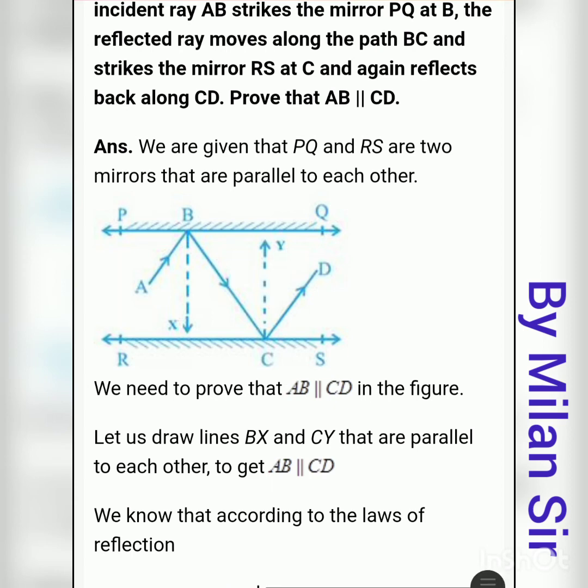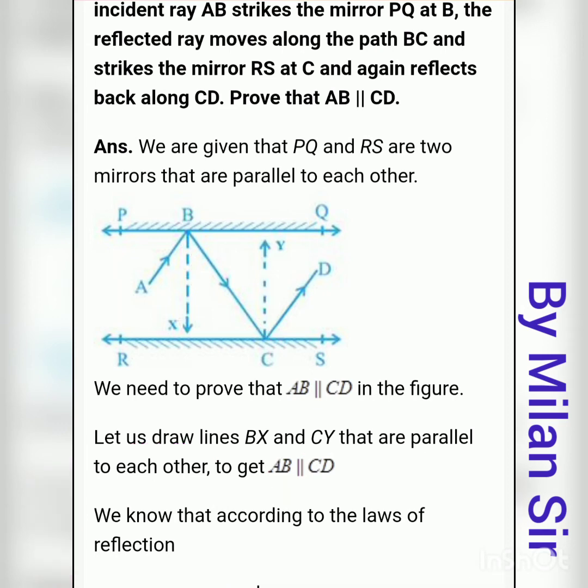We are given that PQ and RS are two mirrors that are parallel to each other. We need to prove that AB is parallel to CD. Now let us draw line BX, that means this one, and CY, that means this one, that are parallel to each other, to get AB parallel to CD.